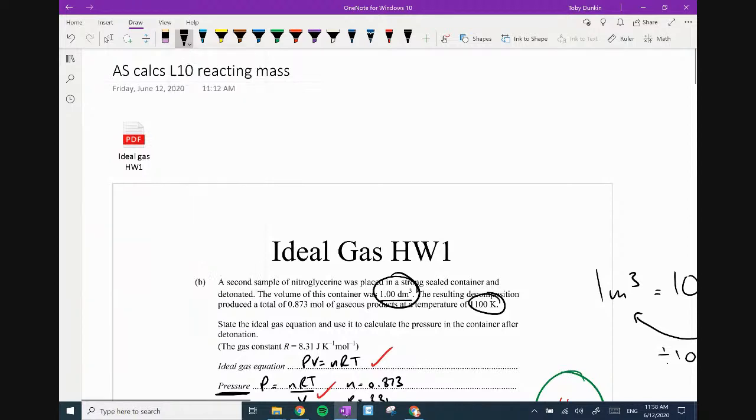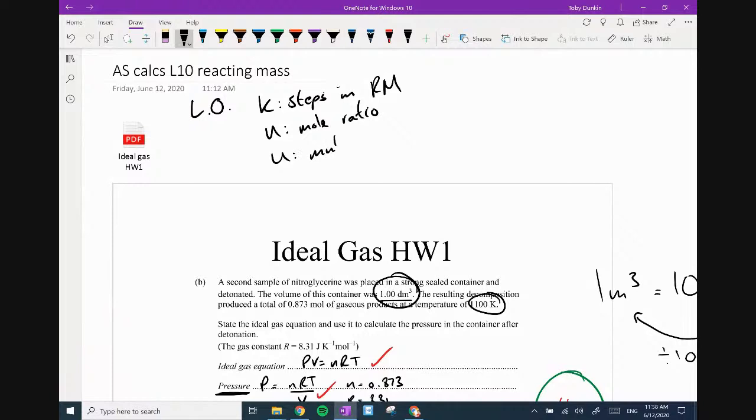So I need you to know the steps. The learning objectives for today were: number 1, I need you to know steps in reacting mass. I'll just put RM, Rick and Morty. Next, I need you to understand mole ratio, and how to use it. The next one is understand multiple equations. So I'm going to have a go at that one now. And then the last one is just be able to do exam questions, exam Qs.